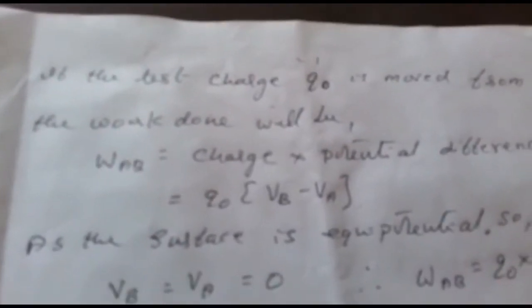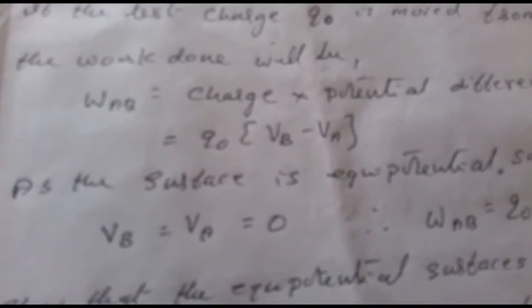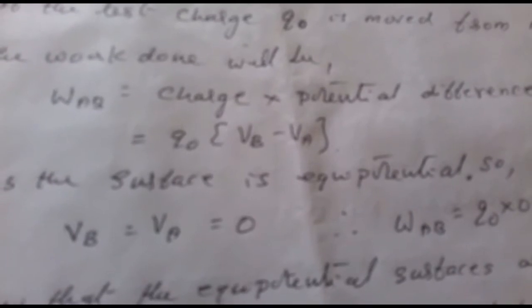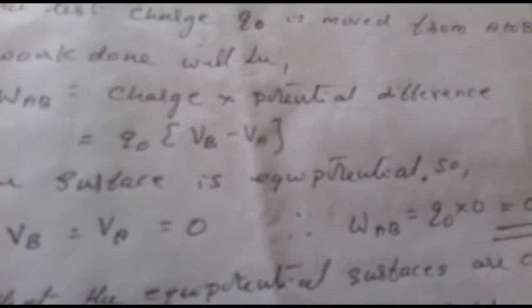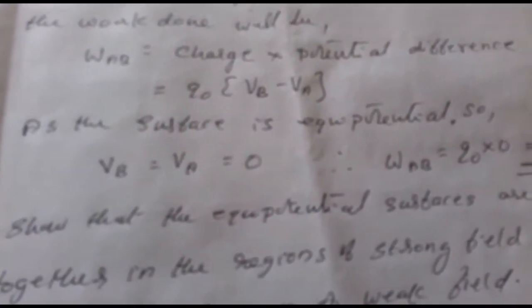If the test charge Q0 is moved from A to B, the work done will be WAB is equal to charge into potential difference equal to Q0 into VB minus VA. As the surface is equipotential, VB minus VA is equal to 0. Therefore, WAB is equal to Q0 into 0 is equal to 0. Thus, we prove the first property.